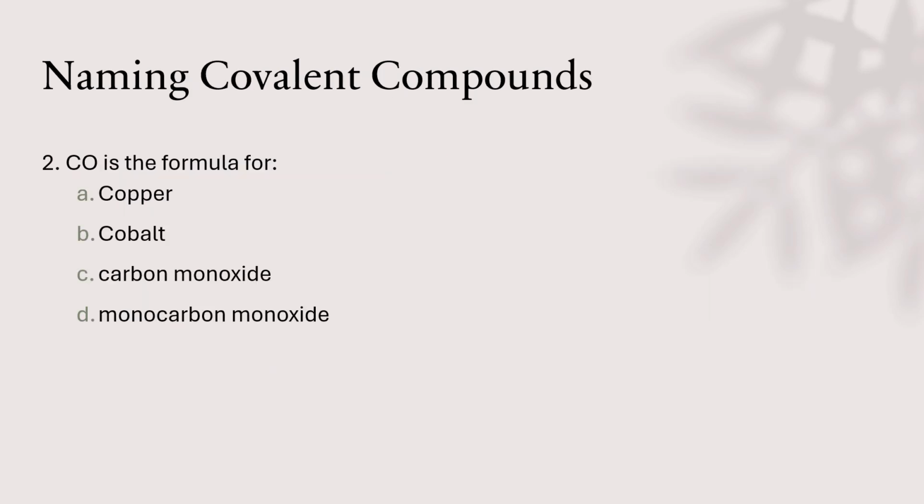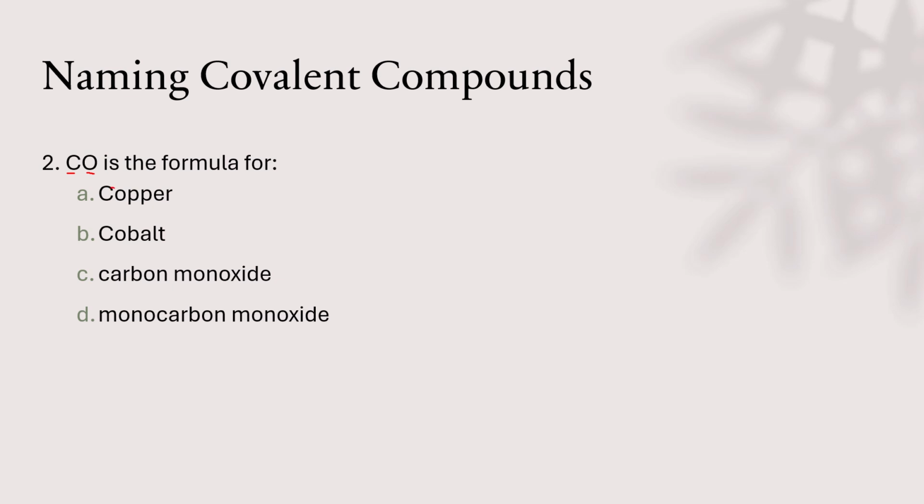So other than polyatomic ions, you'll also want to be able to name covalent compounds. So an example for number 2 here, if they give us the chemical formula, for instance, of CO, what is that the formula for? Some things to note here is that both the C and the O are capitalized. That means it's 2 different elements combined, not just one element in itself.